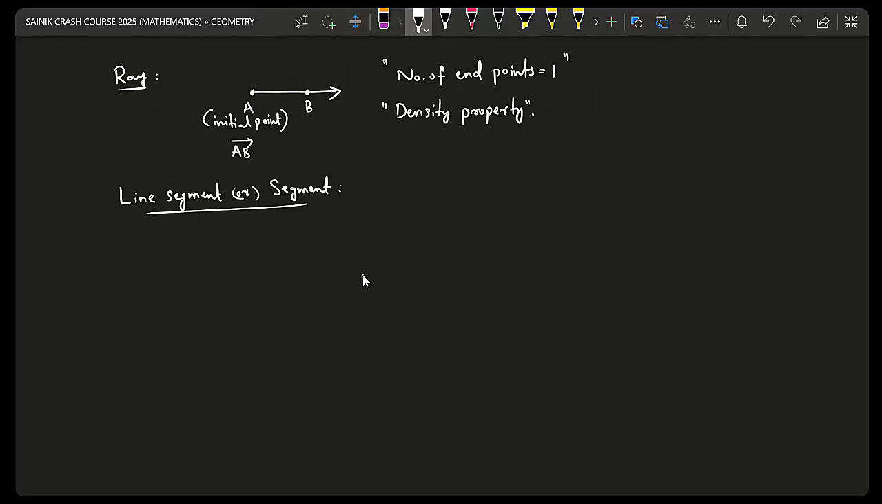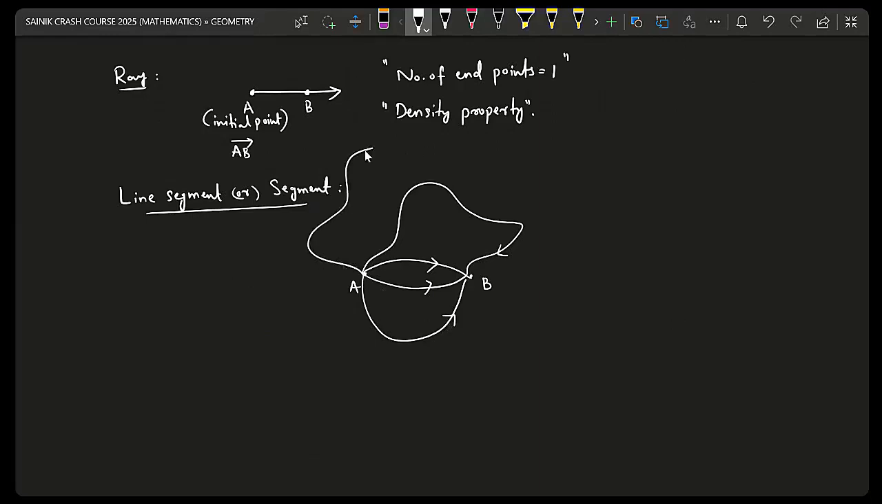Let us say this is point A and this is point B. So how many different paths are possible from A to B? I want to start from A and reach B. This is a path possible. This is a path possible. This is a path possible. And this is a path possible, like that. So many paths are possible to travel from A to B. But out of all the paths, if I ask what is the shortest path, it must be this, the straight path joining A and B. So we can define line segment as a straight path.